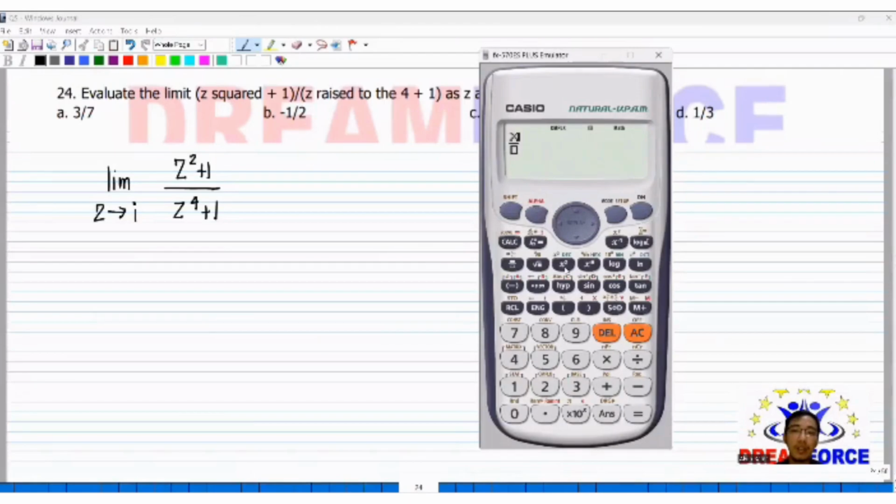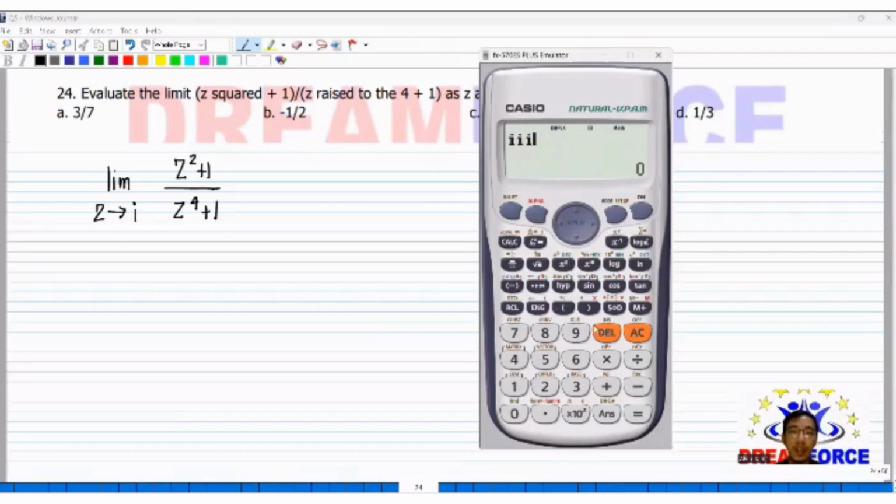Try lang muna natin siyang i-calc. So, z squared plus 1 over, etong z raised to 4 hindi pwede. Diba? Sabi natin sa advanced math, hanggang cube lang yan. So, bali yung z raised to 4, gawin natin siyang z squared squared. Okay? Plus 1. Then, i-calc natin i.